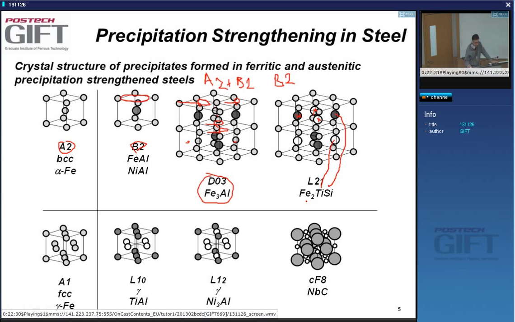Okay. So you can see that simply by making the lattice a little bit more complex, having larger unit cells, I can make structures that will pretty much be able to match crystallographically their matrix without too much lattice strain. Okay, so that's for BCC.